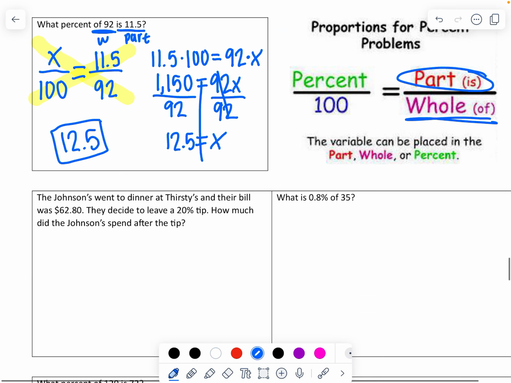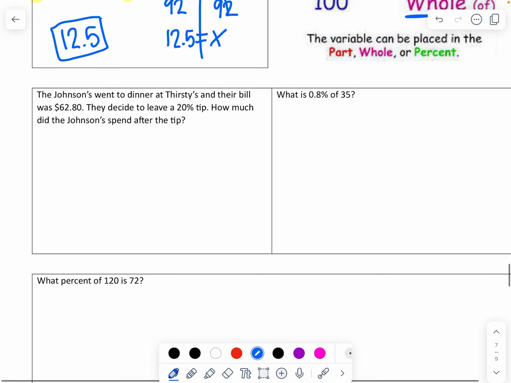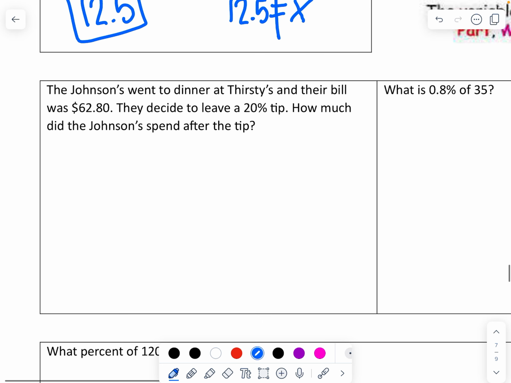Next one. How many we got left? 3. Okay. The Johnsons went to dinner at Thirsty's and their bill was $62.80. They decide to leave a 20% tip. How much did the Johnsons spend after the tip? So we'll set up our proportion. So we know we have the percent over 100 equals the part over the whole.